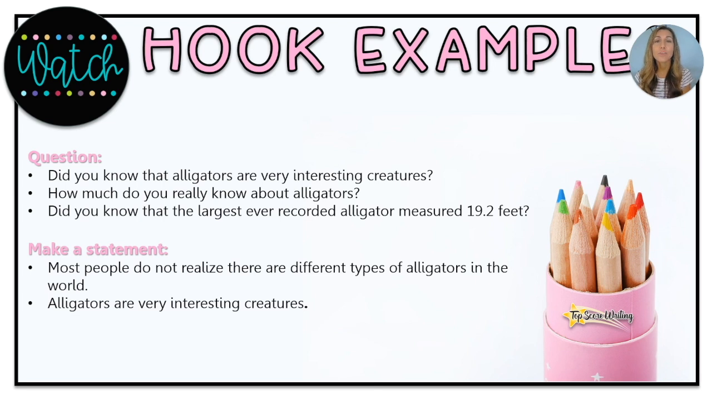Let's look now at a few examples that we could write for hooks to begin the introduction paragraph of our alligator essay. Now remember, the whole essay is about alligators, right? That's what we wrote next to I and C. So our hooks should refer to that central idea. So we could ask a question like, did you know that alligators are very interesting creatures? That's a super simple hook. If you get stuck one day and you can't come up with something really interesting, did you know is a great place to fall back on. You can always revise your hook later.